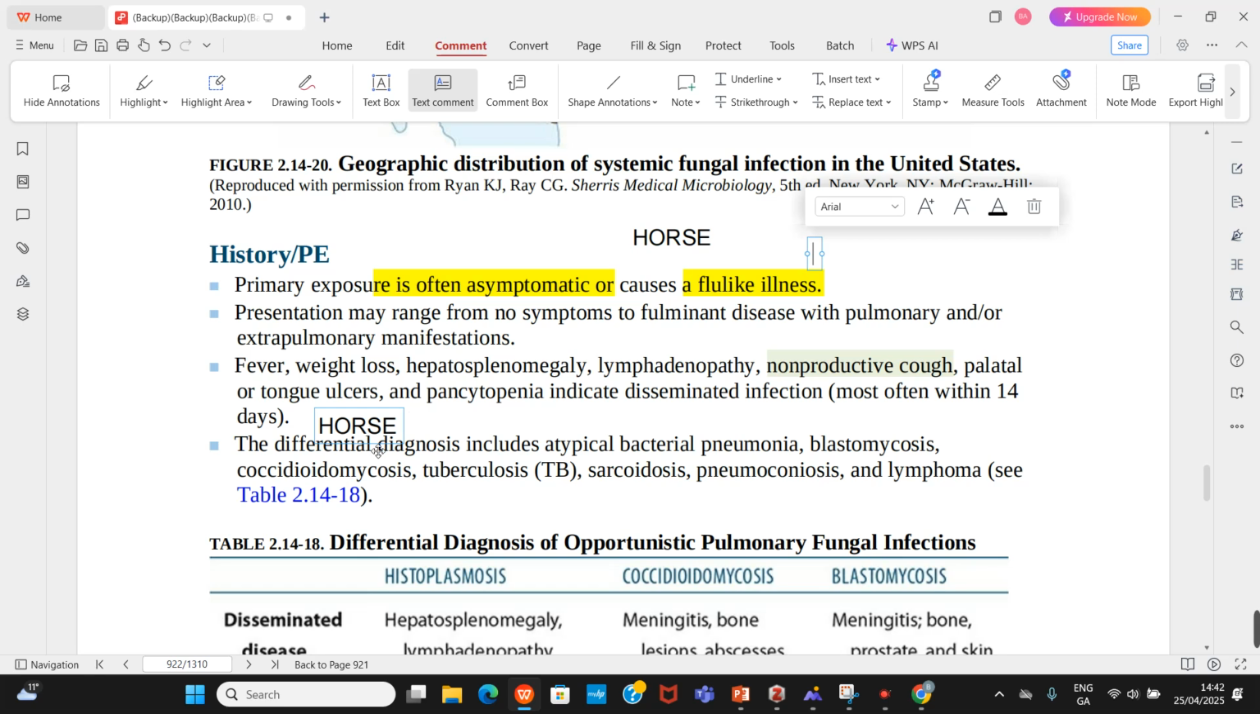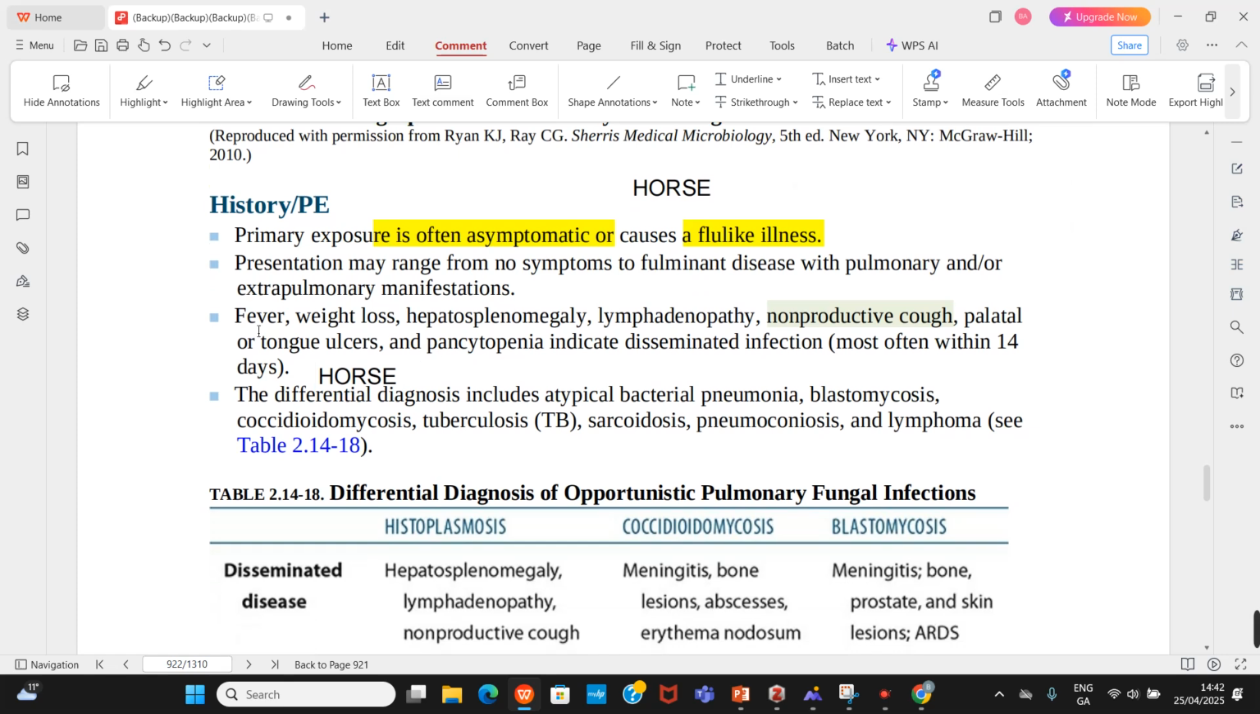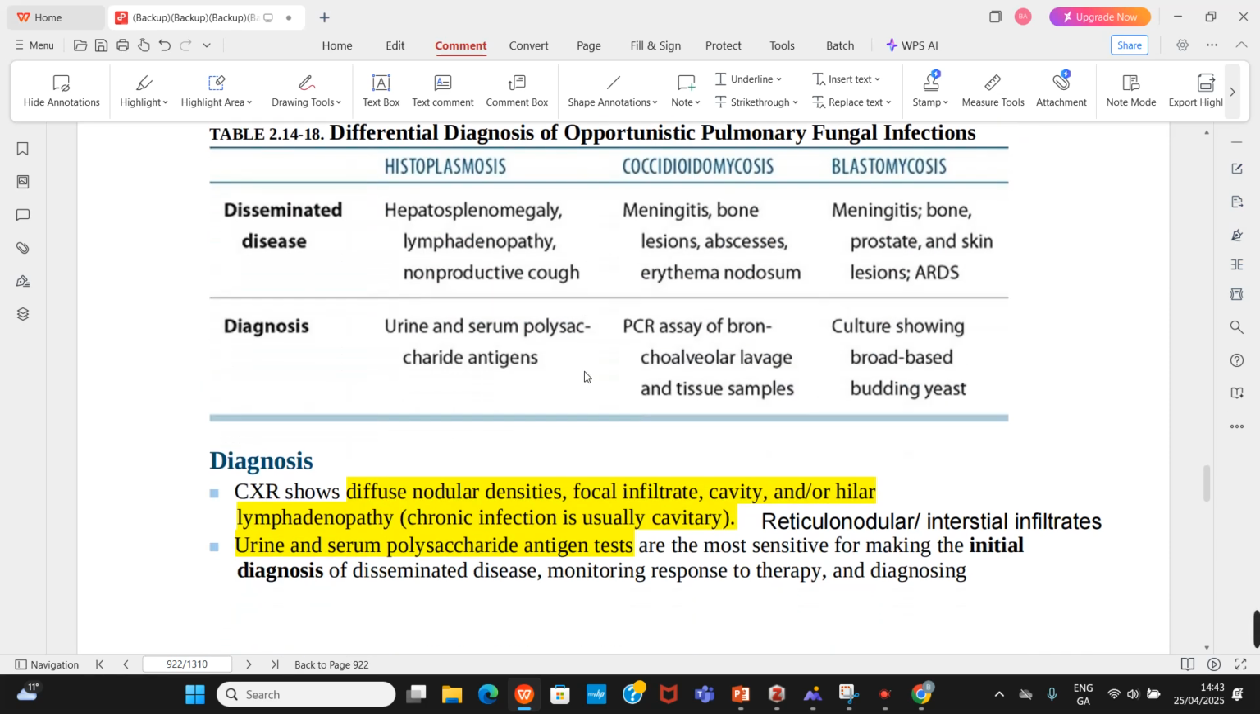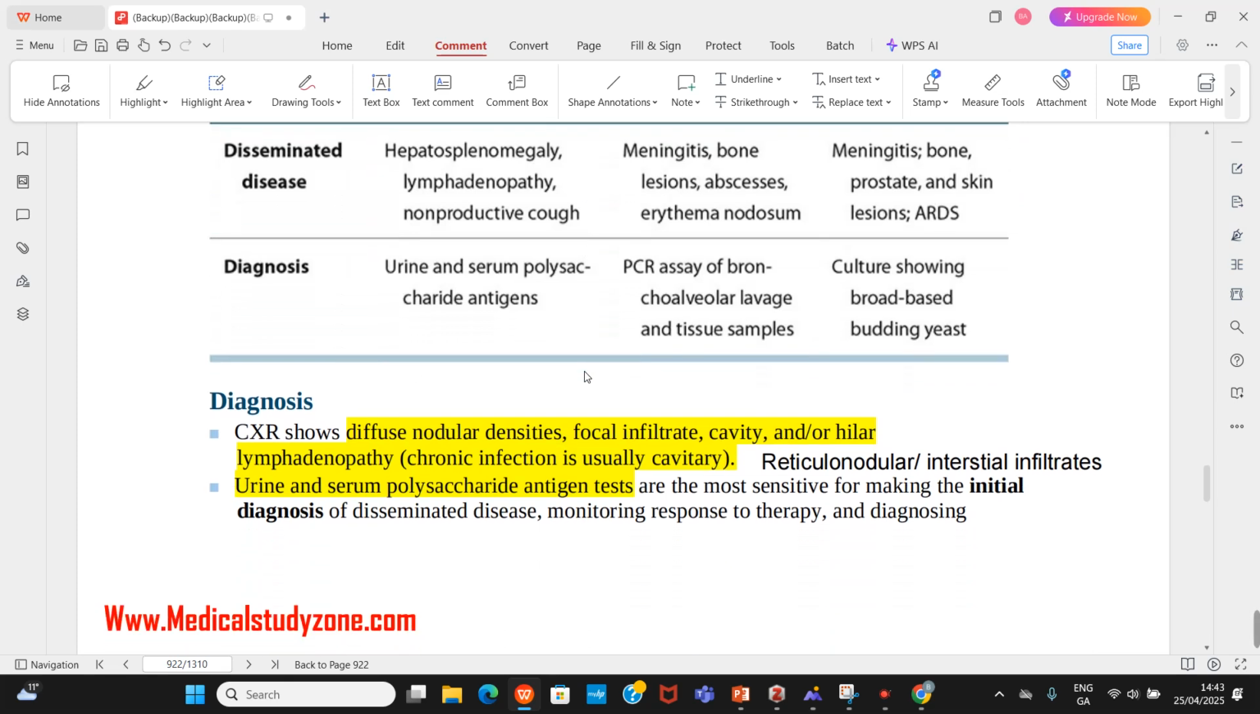And in addition to this, they usually have features of bone marrow suppression. So they can have fever, weight loss because of chronicity, hepatosplenomegaly, lymphadenopathy, non-productive cough, just features of pneumonia, then some extrapulmonary symptoms like hepatosplenomegaly, the oral ulcers, the palatal and tongue ulcers, and of course the bone marrow suppression causing pancytopenia. That's all you need to remember for histoplasmosis. So how do you make the diagnosis?